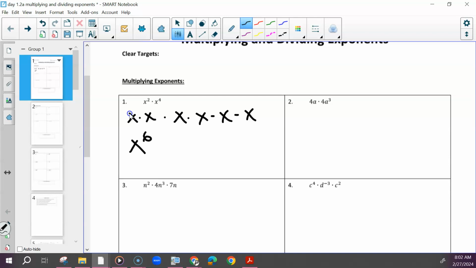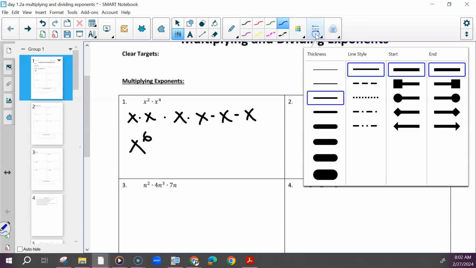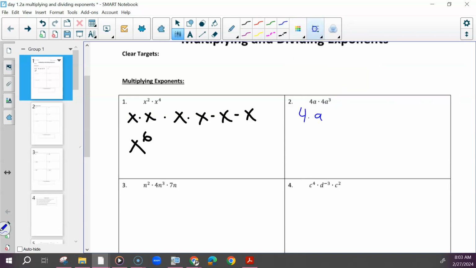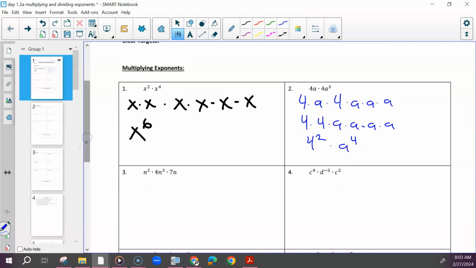Okay, we'll do one more, and then if you think you know the rule, you can say it. For number 2, if I were to separate and expand all of this, I have 4 times a times 4 times a times a times a. And then I'm going to rearrange it, put the 4's together. And I can see I have 2 4's. And how many a's? 4. So then if I simplify this even more, 4 squared is 16.